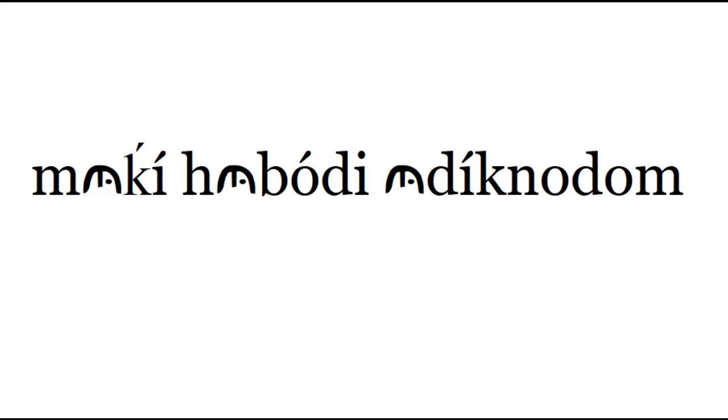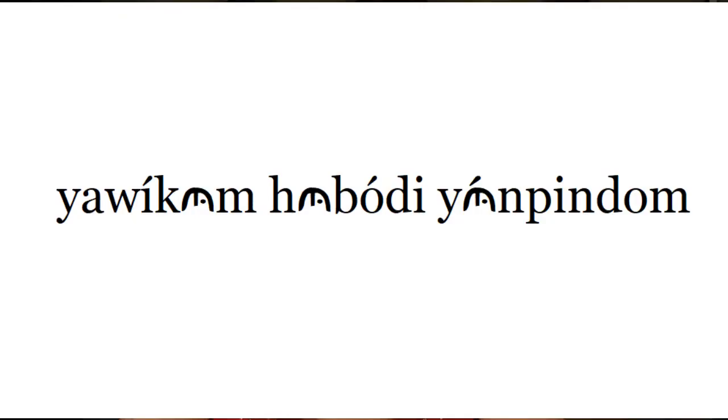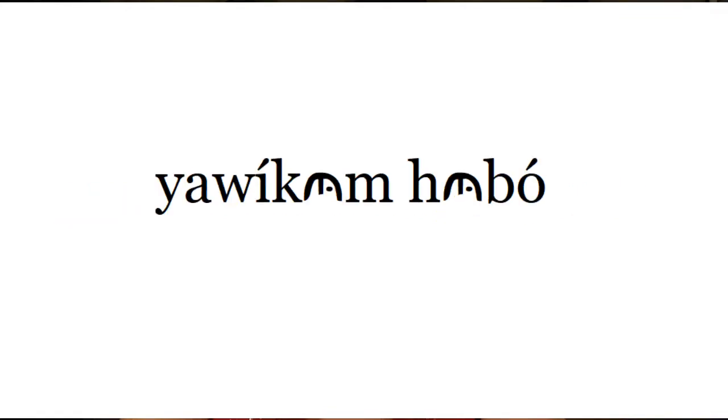Listen to Mame Gallagher say, arriving at his house. Idikno is arrive. So repeat after her. Listen to Mame Gallagher say, coming into the schoolhouse. Yawikum Habo is schoolhouse. Remember last time you learned Maidukum Habo as store. Repeat schoolhouse. Yawikum Habo.